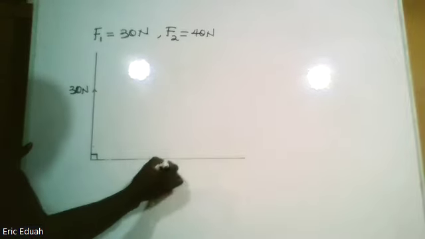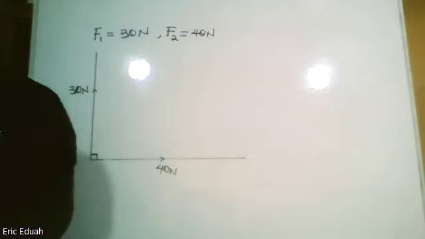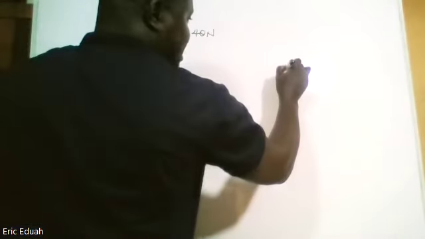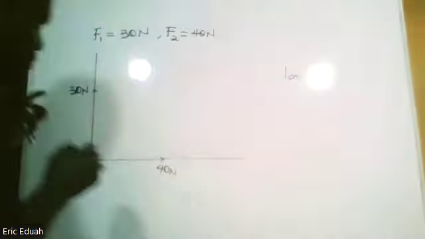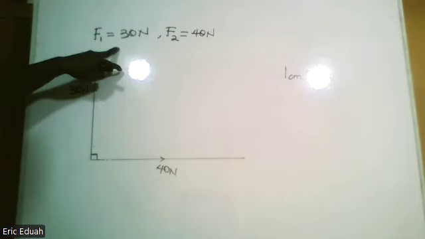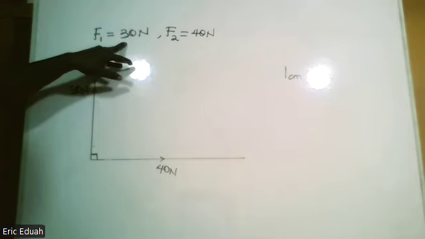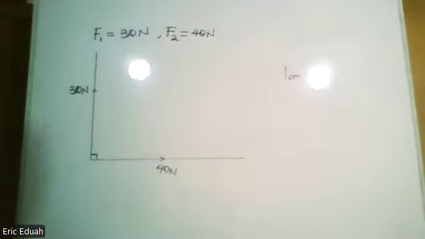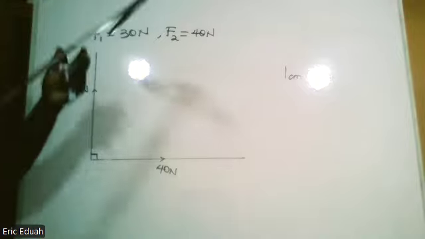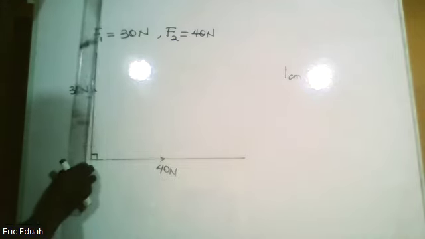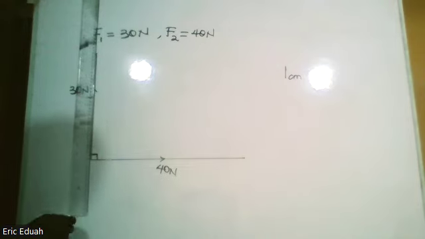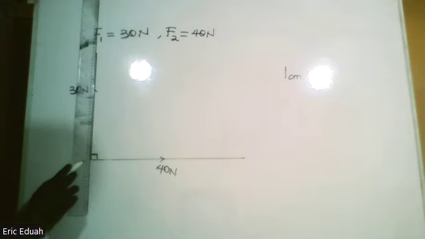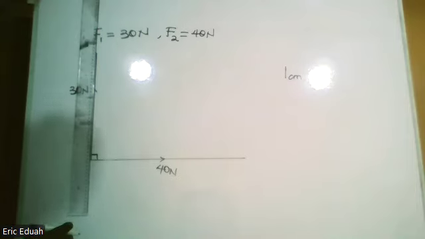So if this is what I'm doing, but then you can't just be drawing lines. You are told that using a scale, 1 centimeter is to 5 Newton. So it means that for the 30 Newton one, we need to measure a distance of 6 centimeter, because if 1 centimeter is to 5, then 30 divided by 5 is 6. So to represent the 30 Newton force, we must measure 6 centimeter using your rule. Unfortunately, my writings are not clear. Okay, so if this is 6, wow, my ruler markings are not so clear for me.